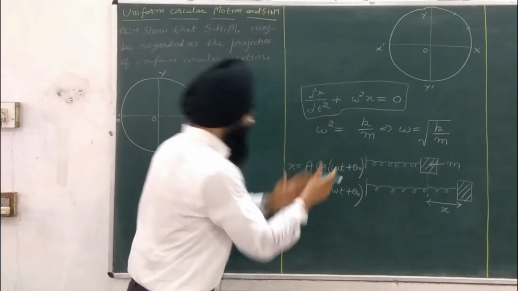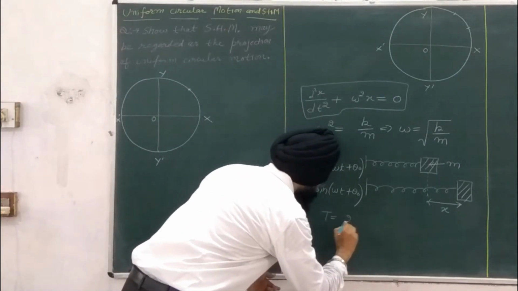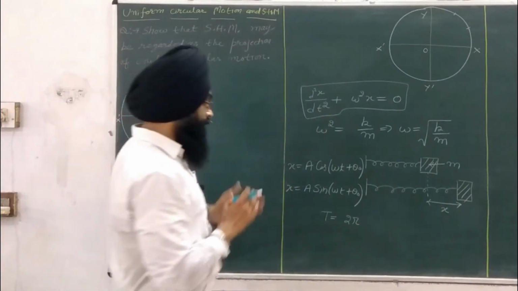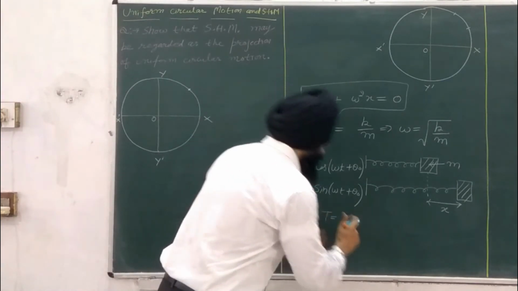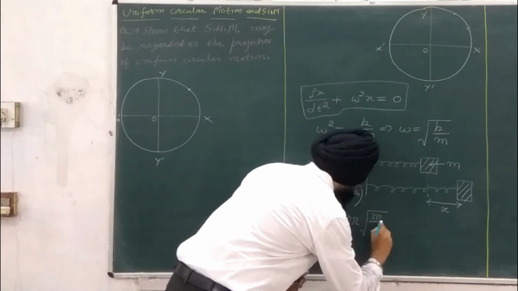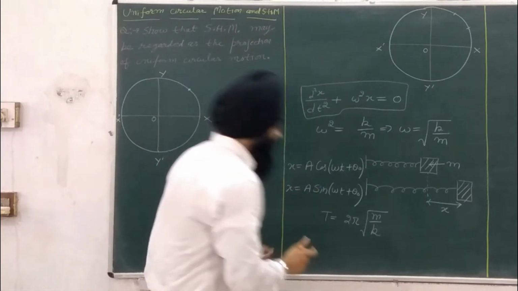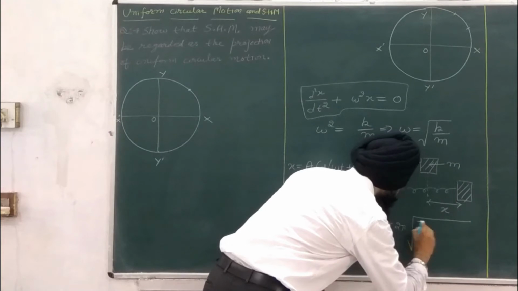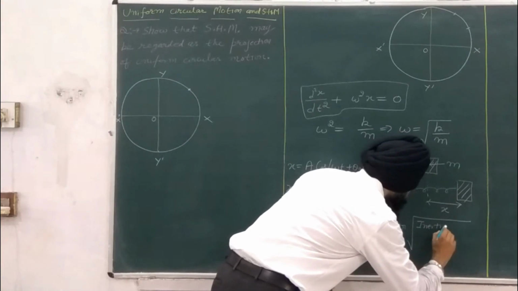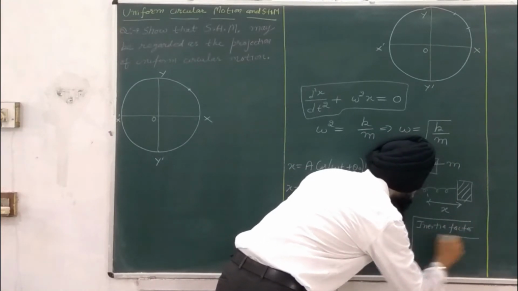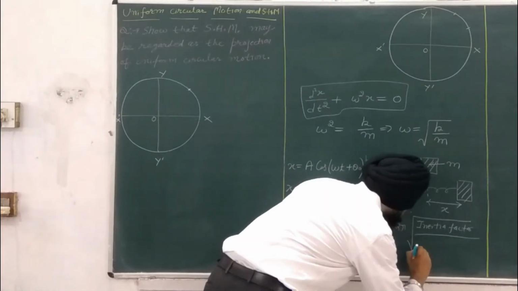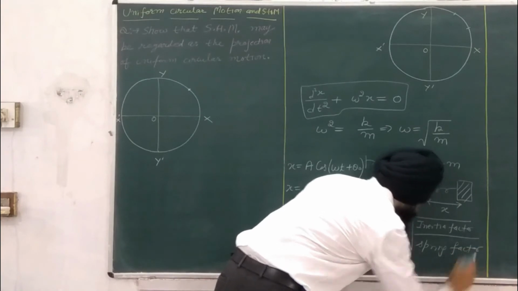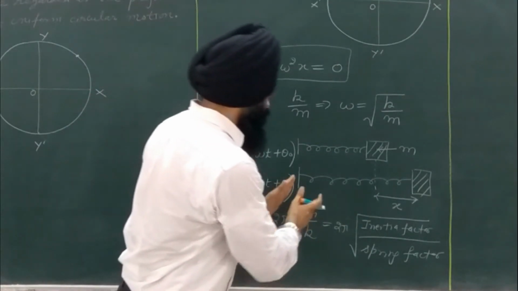Now, in addition to these terms, an important term was found: the time period of the simple harmonic motion, which is equal to capital T equals 2 pi under root m upon k. In simple words, we can write it like this: 2 pi under root of the inertia factor, and in the denominator we have the spring factor. So the time period depends upon these two factors.